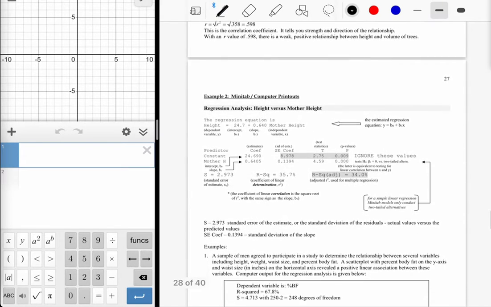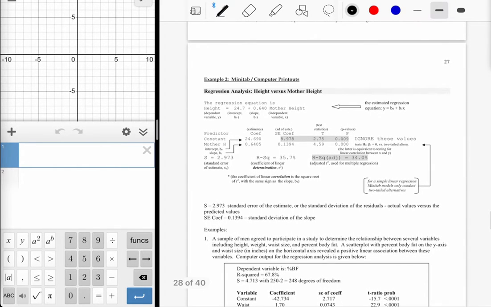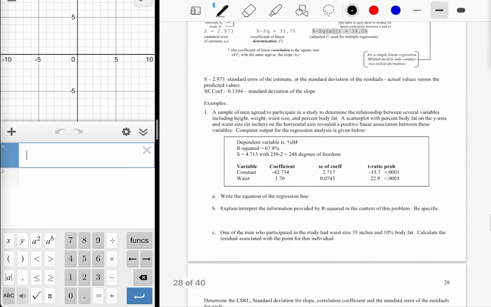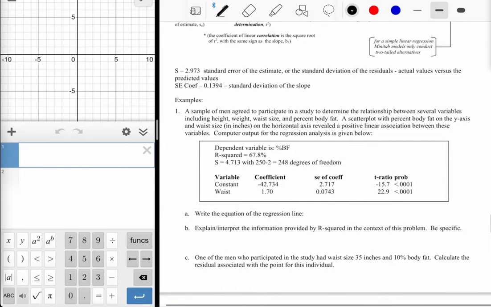All right. So on the next page, a more detailed breakdown with arrows drawn and all that good stuff. But we'll go right to an example. Write the equation of the regression line. I got equation and regression kind of merged, and all hell broke loose there.